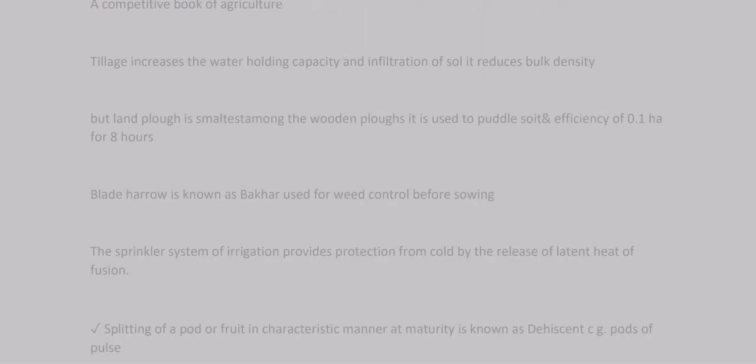A competitive book of agriculture. Tillage increases the water holding capacity and infiltration of soil. It reduces bulk density. Among the wooden plows, it is used to puddle soil, with an efficiency of 0.1 hectares for 8 hours. Blade harrow is known as bakhar, used for weed control before sowing.